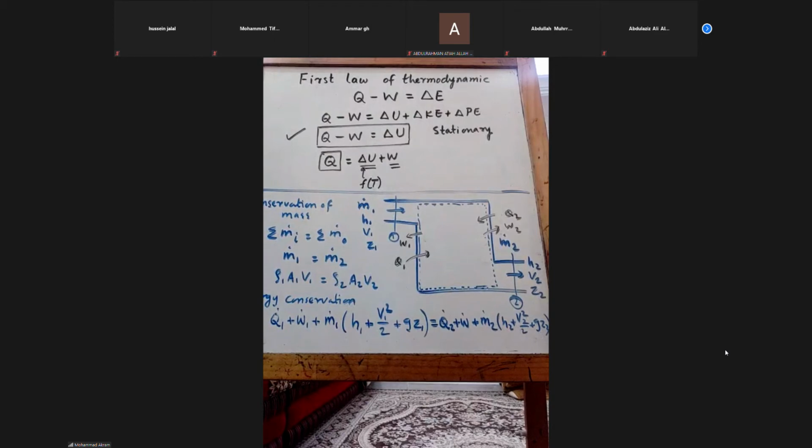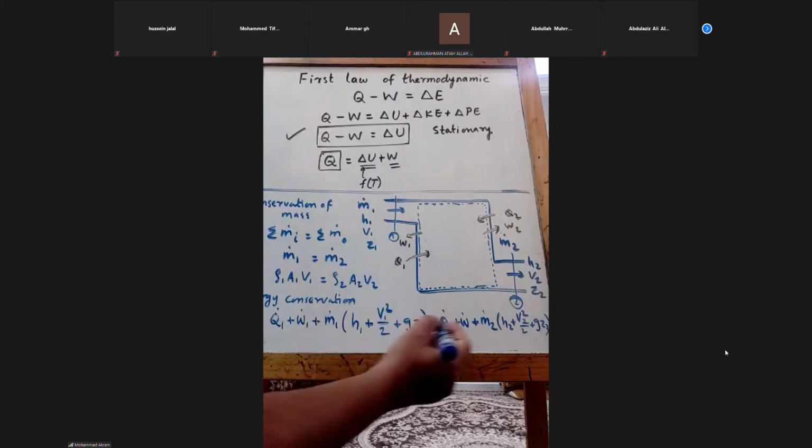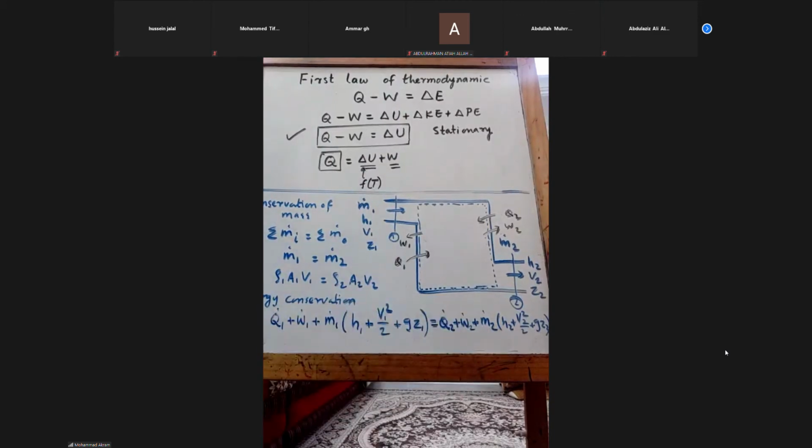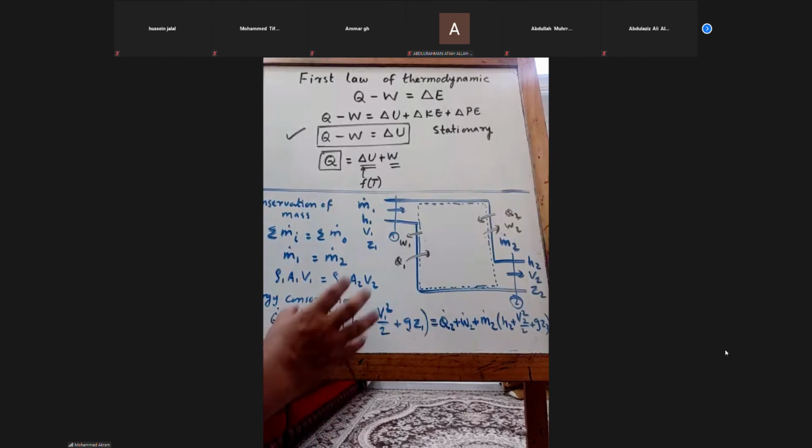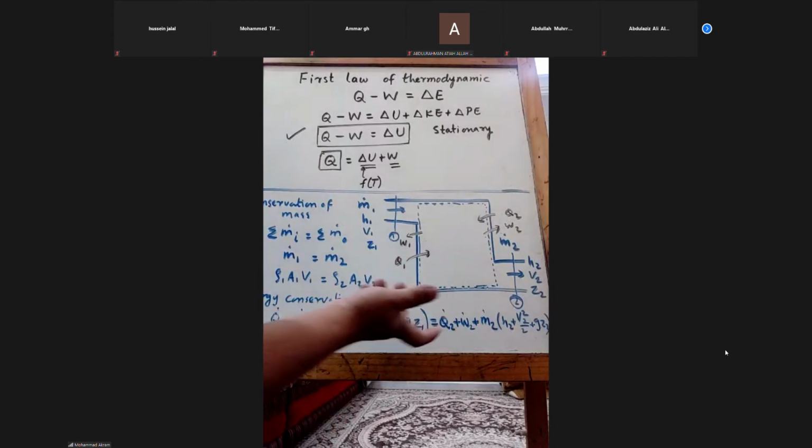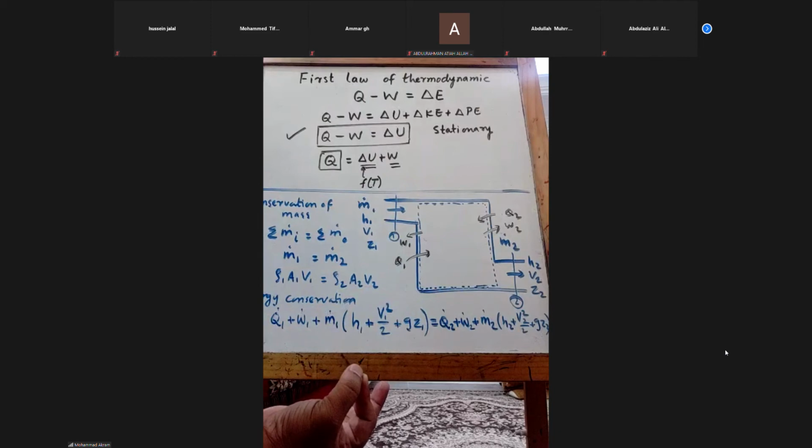Doctor, I have a question. The letter W is present work, right? Yes. So how do two works appear in one area? Like work one and work two, in the same volume? Actually, I am writing this equation as a general equation. One of the conditions will be that heat is coming in or heat is going out. One of them will be there.